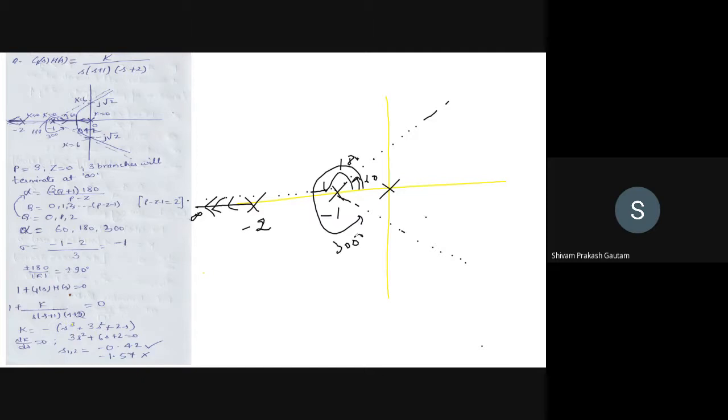So one root locus branch is starting from here, and one root locus branch is starting from here. After intersecting, they will leave the real axis and this will form like this. This will terminate at infinity through this asymptote only. K is equal to infinity, right?